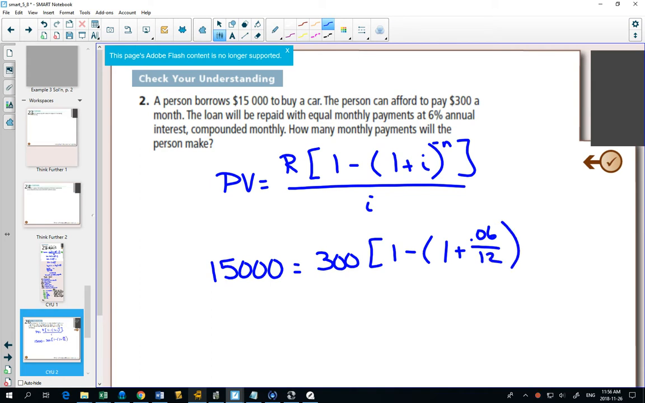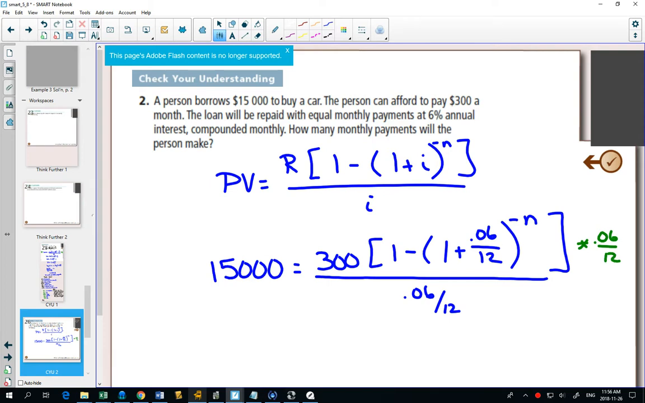So the i in this situation is the same. It is the interest rate per compounding period, which will be 0.06 divided by 12. So again, when you get this question, you will be given the formula and a description of what each of the values mean. Once you've got that, now we need to simplify our equation. Can you see that you could start by multiplying both sides by 0.06 over 12?